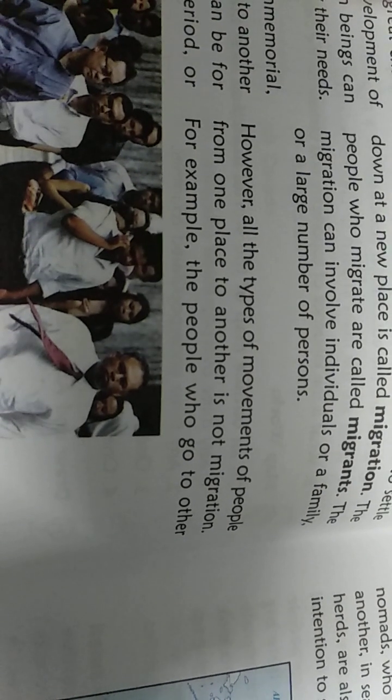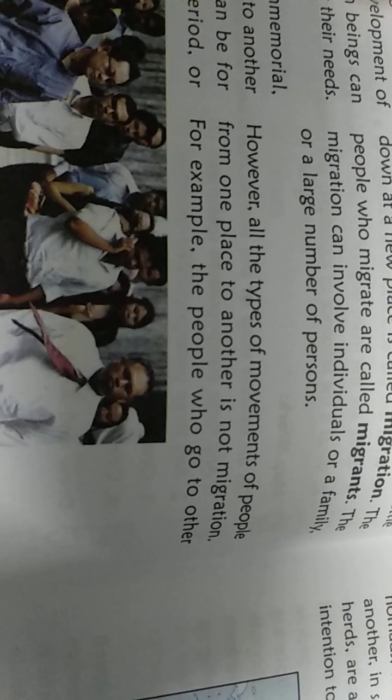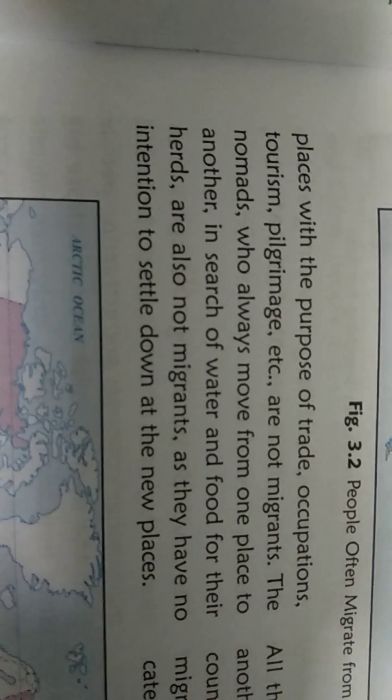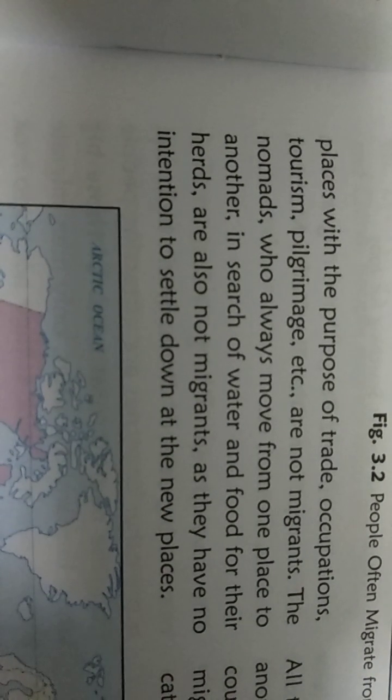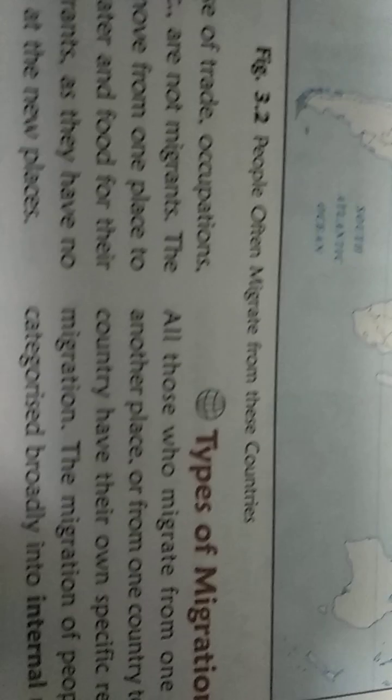However, not all movements of people from one place to another are migration. For example, if people go to another place for the purpose of trade, occupation, tourism, or pilgrimage, these are not migration, because they are not living there for a long period of time. They are just returning back. The nomads who always move from one place to another are not migrants; they are in search of food for themselves and their herds. Those are not migrants, as they have no intention to settle down in that new place.